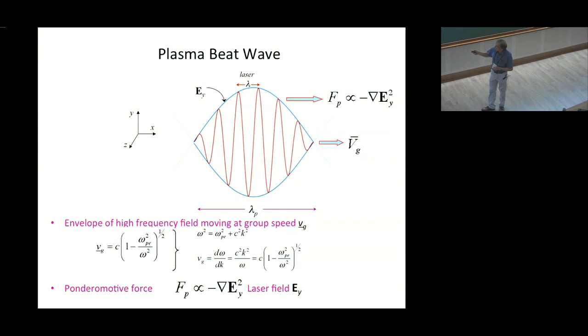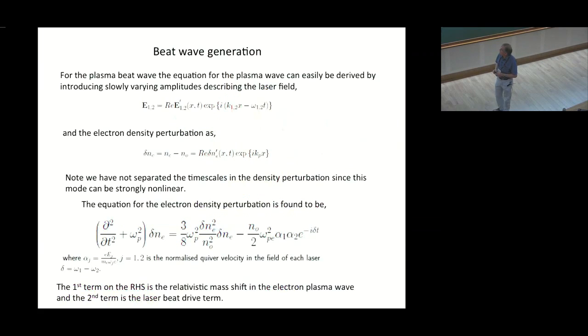And these electrons, which are then trapped in there, are moving at very, very high speed. And of course, the force that's pushing them in is the ponderomotive force, which is actually acting on the electrons, pushing them out of regions of high intensity. So that's well known, it's been known for a long time. So for the beat wave generation, the equations are very simple.